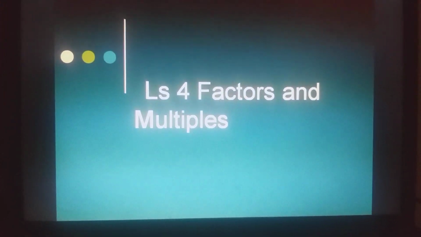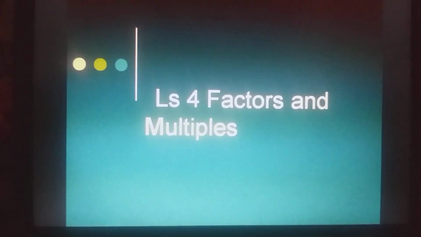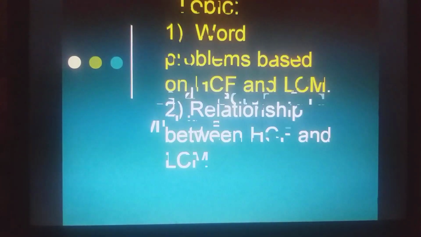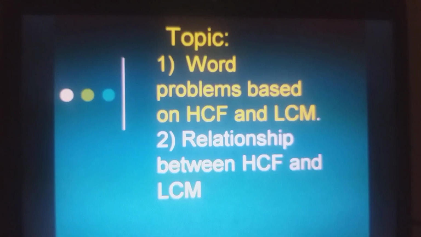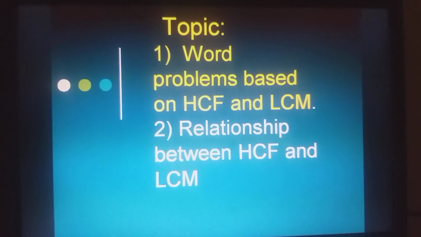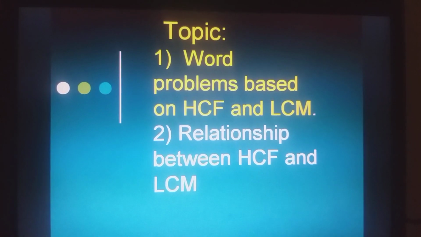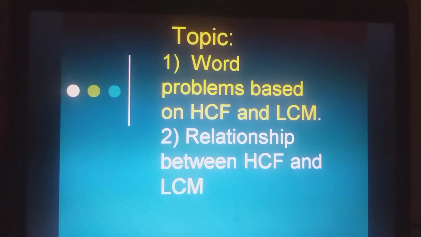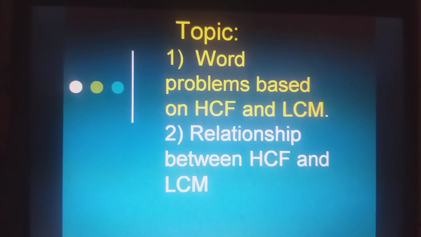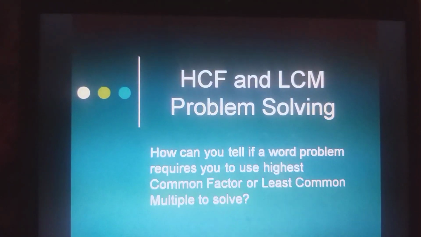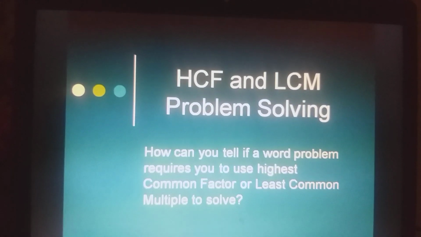Hello students, let's start with lesson number 4, that is factors and multiples. Today we are going to learn how to solve word problems based on HCF and LCM and what is the relationship between HCF and LCM. Let's start with the word problems.